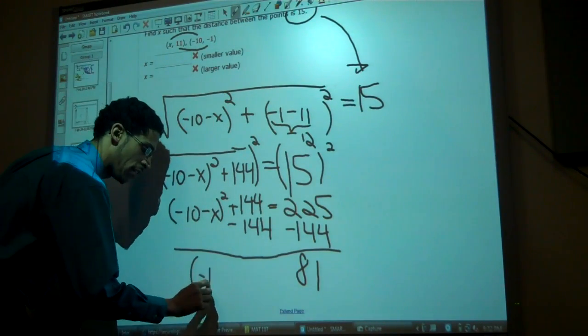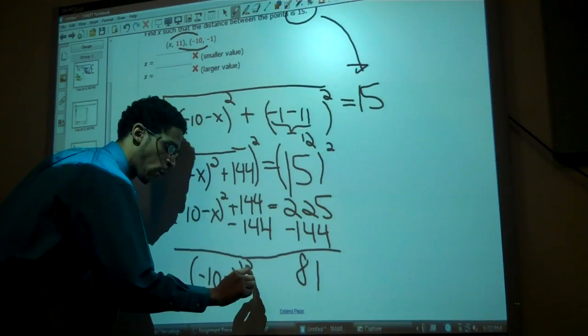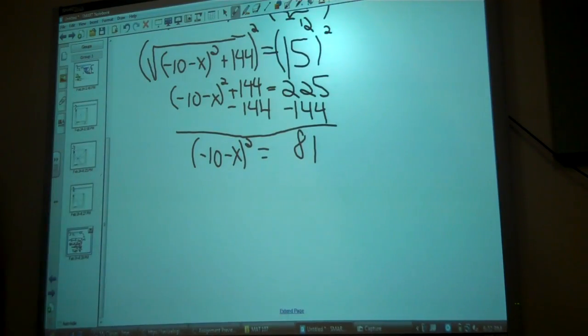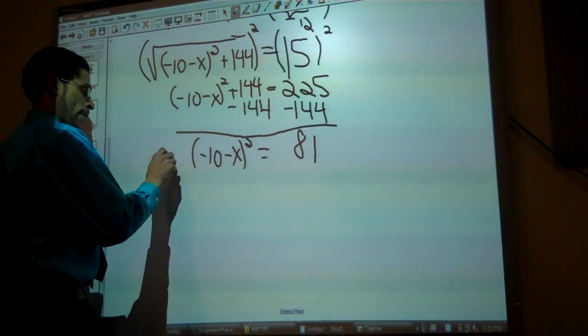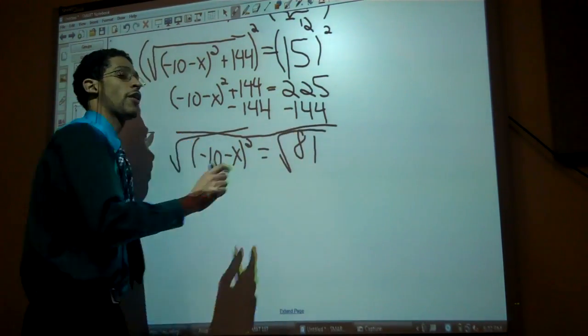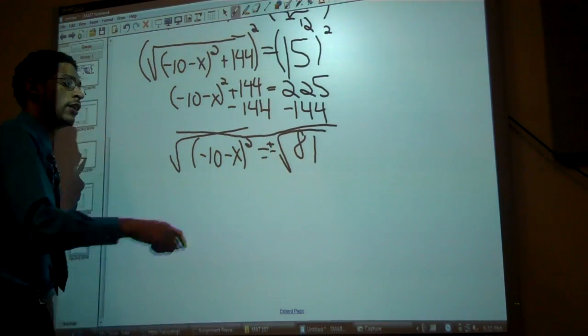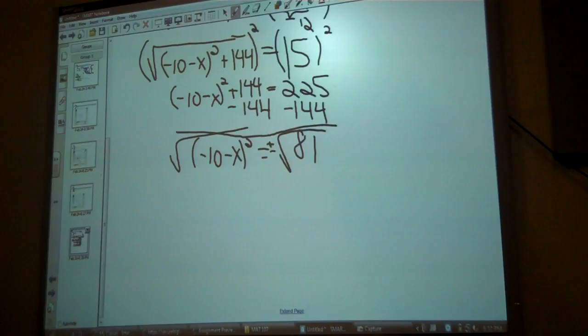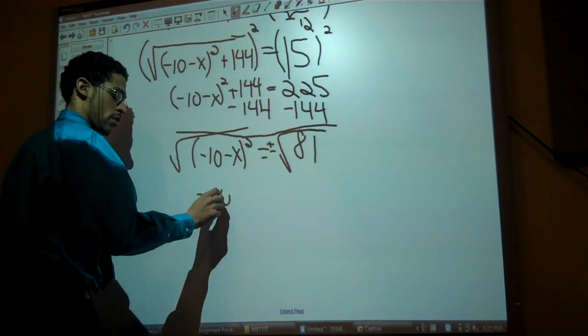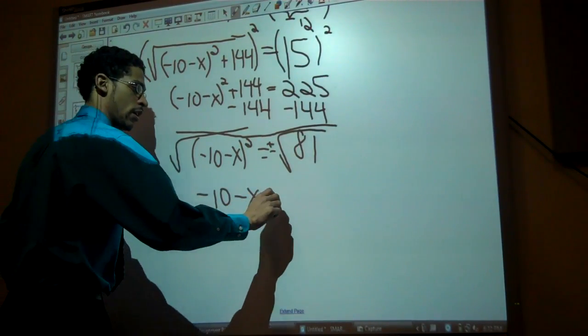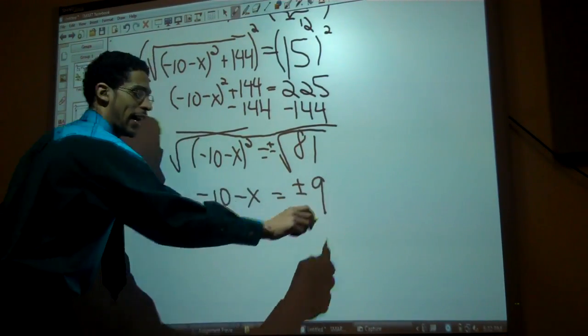That's what negative 10 minus x squared is. Got to get rid of the 2 from the square. Square root. When you do it, though, be careful. Plus or minus on the other side. I know it's hard to remember that, but when you take a square root in algebra, to undo a square, you're going to have to do plus or minus on the other side. Plus or minus 9.